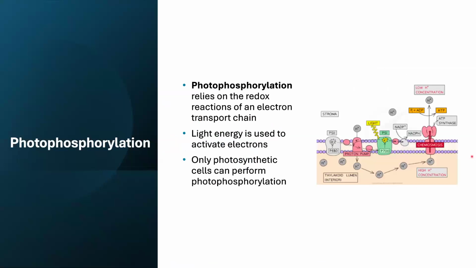Now, as I was saying, this is going to rely on redox reactions in your oxidative phosphorylation. It's also going to do the same with photophosphorylation. Now, in this case, the difference is that you're using light to activate those electrons and use those to be pumped through your ATP synthase. And that is going to result in changing ADP to ATP. Now, the big important thing here is that the only organisms that do this are organisms that are photosynthetic.